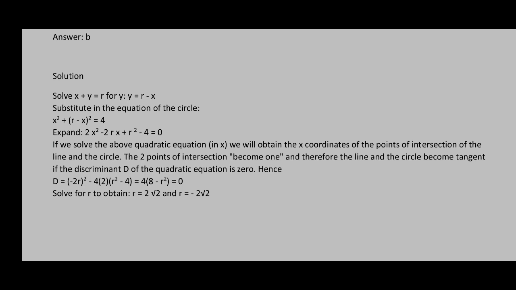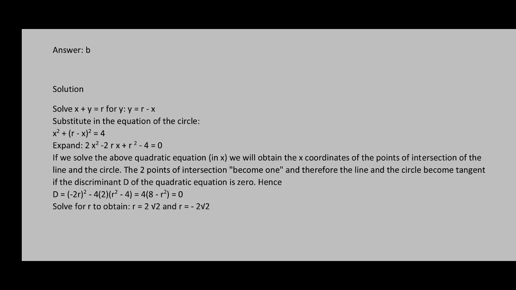The 2 points of intersection become 1, and therefore the line and the circle become tangent if the discriminant d of the quadratic equation is 0. Hence, d is equals to quantity negative 2r squared minus 4 times 2 times the quantity r squared minus 4 is equals to 4 times 8 minus r squared is equal to 0. Solve for r to obtain. Yung r mo doon na makukuha is 2 square root of 2 and negative 2 square root of 2.